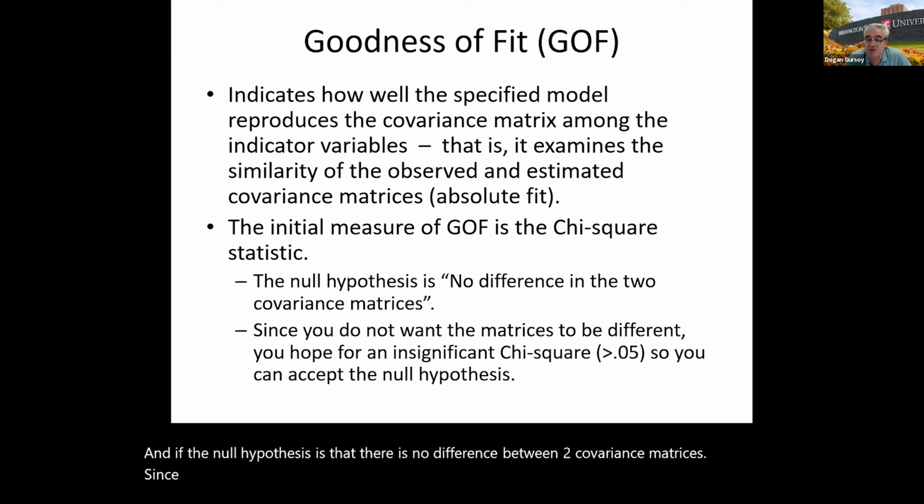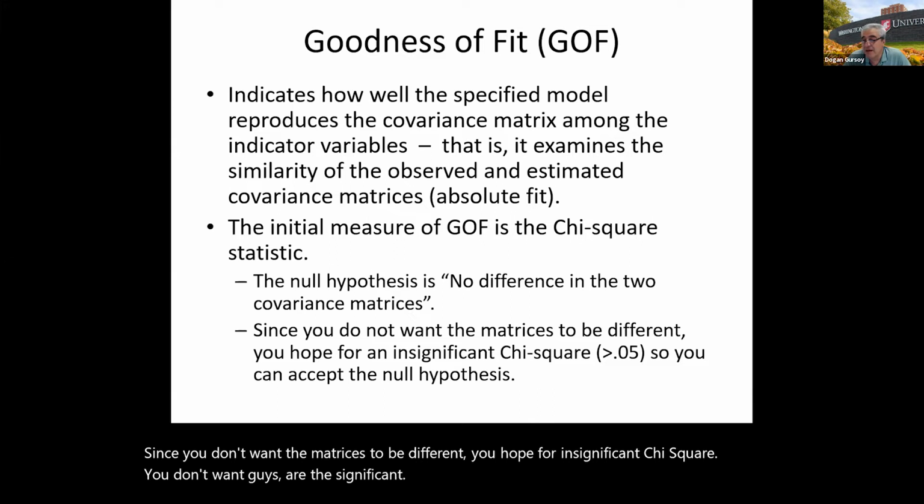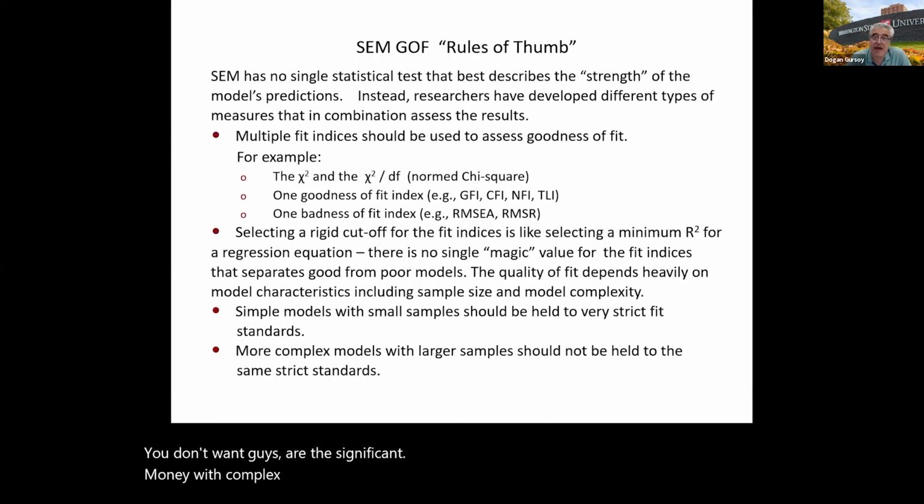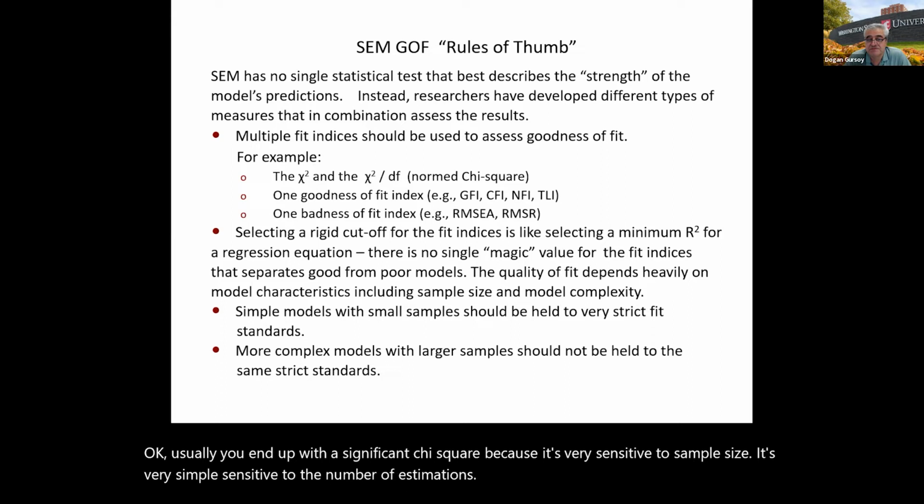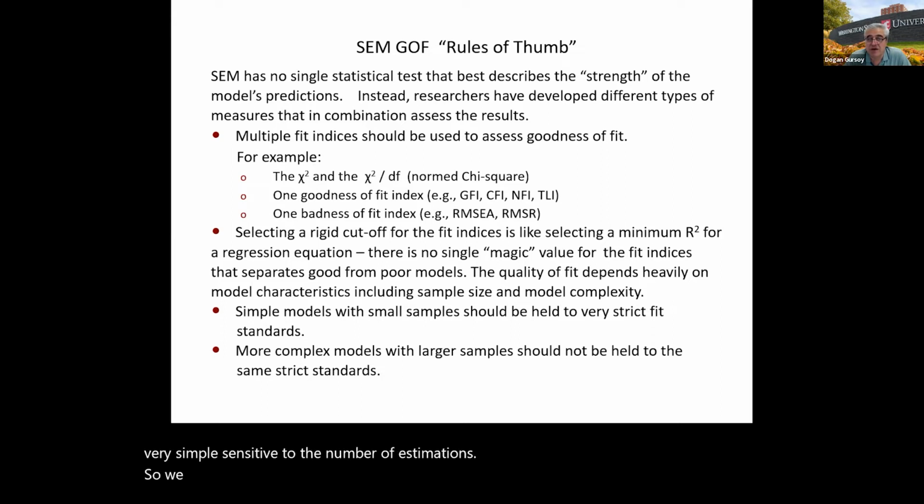Since you don't want the matrices to be different, you hope for an insignificant chi-square. You don't want chi-square to be significant. But with complex models, that rarely happens. If you have a complex model, usually you end up with a significant chi-square, because it's very sensitive to sample size. It's very sensitive to the number of estimations. So we use chi-square as the initial starting point. But if we do model comparisons, we compare the models based on the changes in the chi-square.